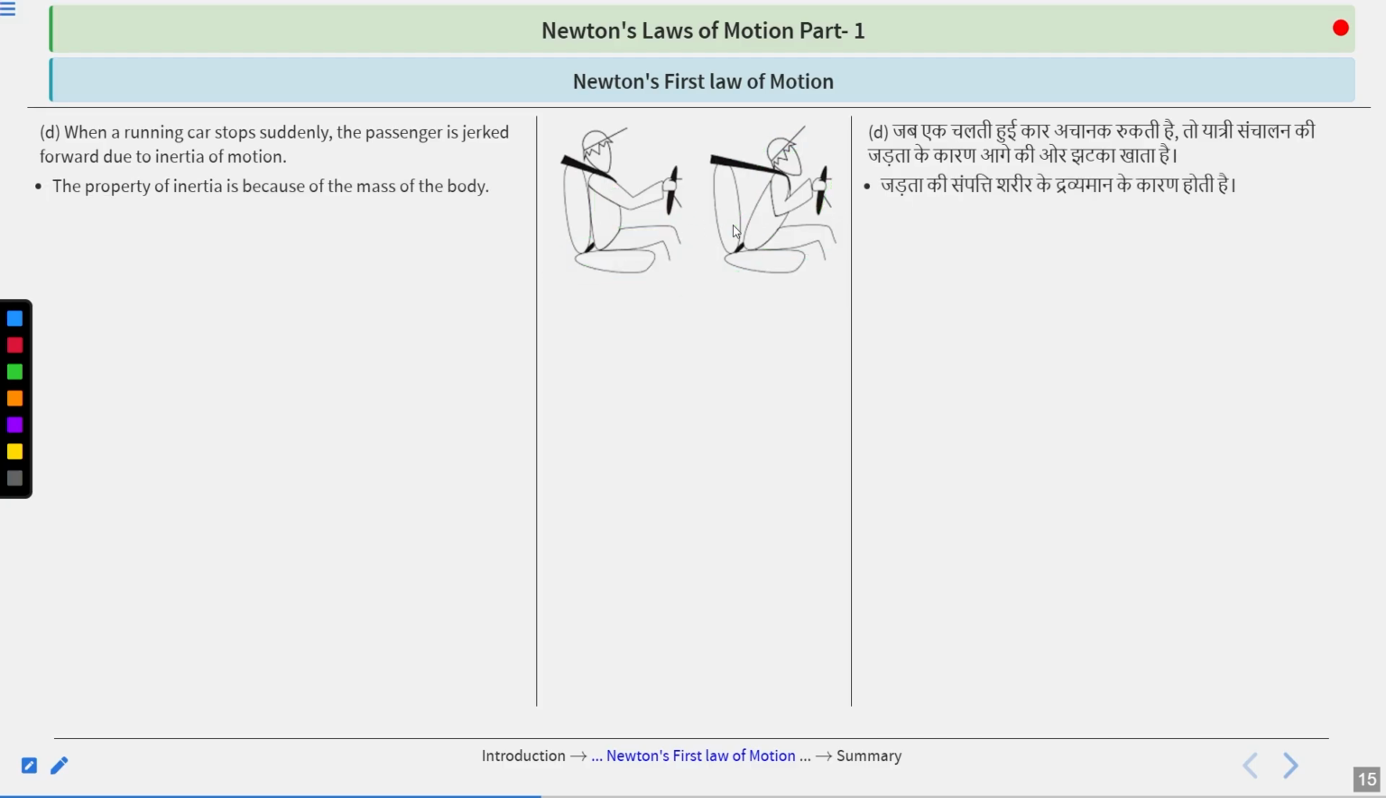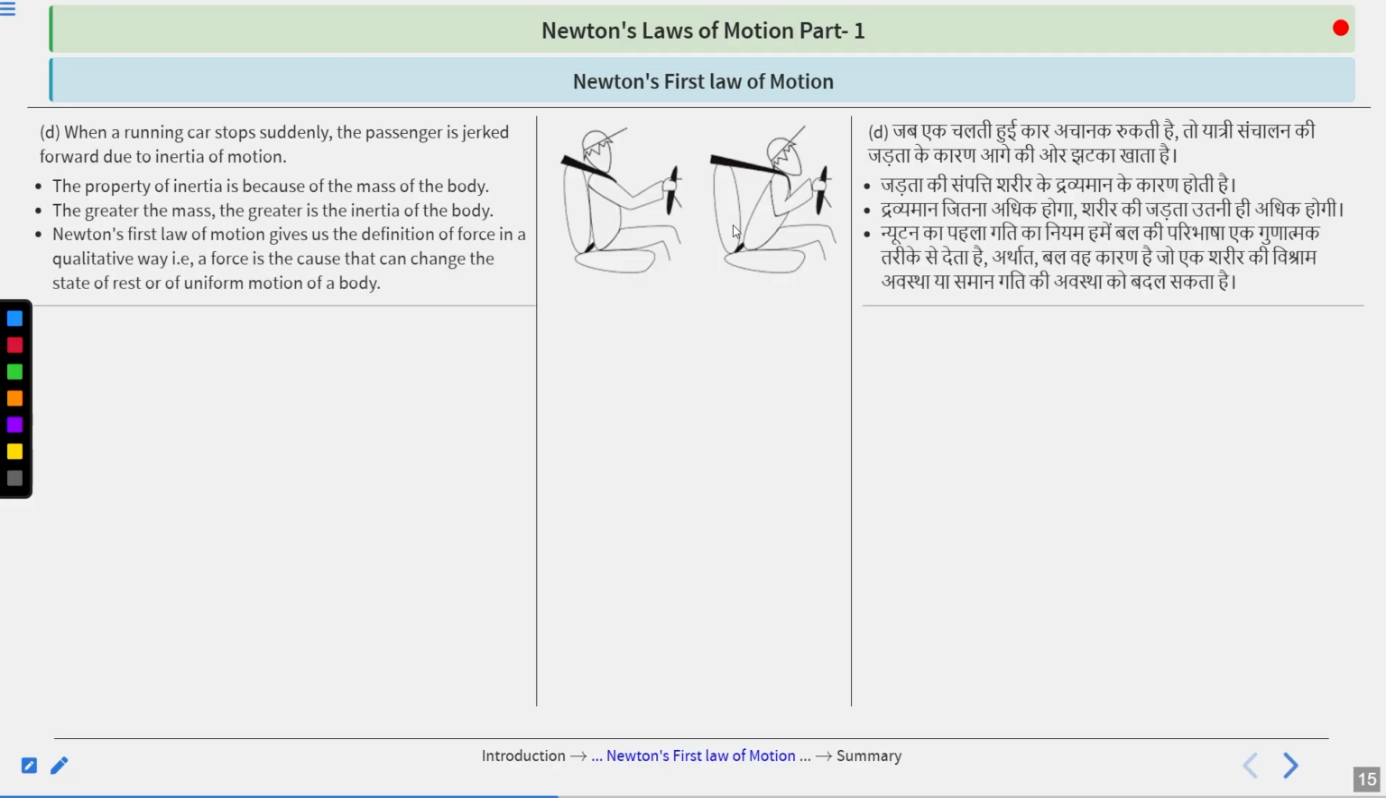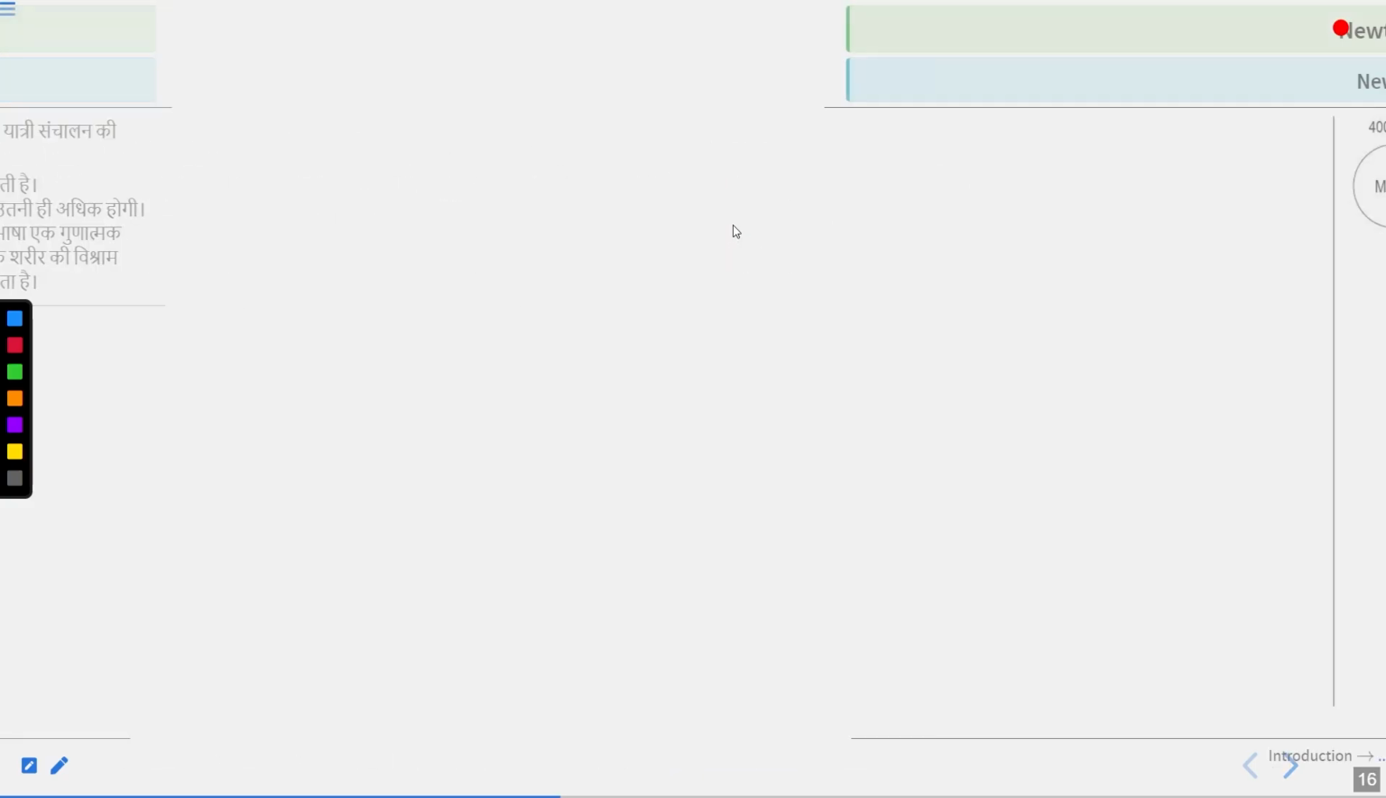The property of inertia is because of the mass of the body, as we had just seen. Greater the mass, the greater is the inertia of the body. Newton's first law of motion gives us the definition of force in a qualitative way. Therefore, a force is the cause that could change the state of rest or of uniform motion of a body.